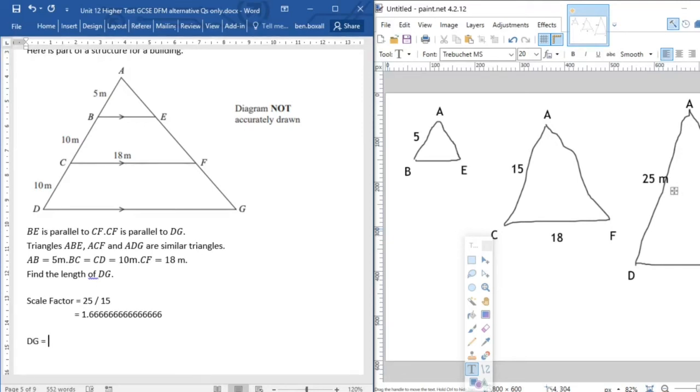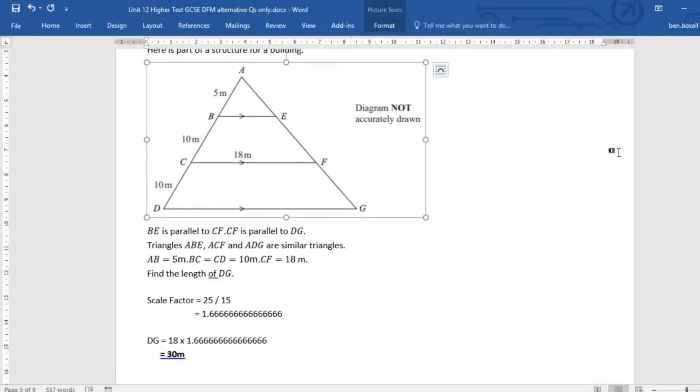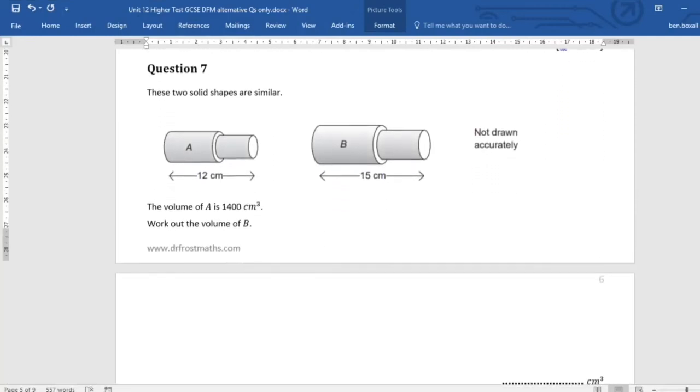DG. Now the length DG, if you come back to these diagrams, DG will be 18 scaled up. Enlarged, if you like. There'll be 18 times 1.6 recurring. Okay, what is 18 times 1.6 recurring? It is 30 meters. So there's the answer to that question. It's important you separate the triangles like I've done over here for a question like that. I'm going to leave Paint open in case I need to come back to that. Funny feeling I will. And we'll scroll down.